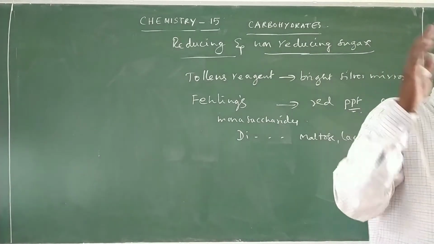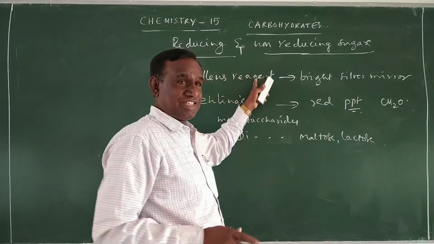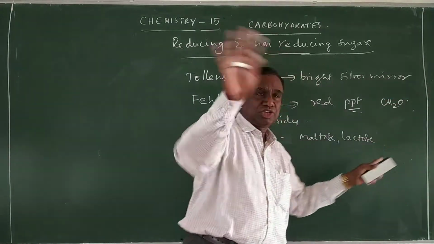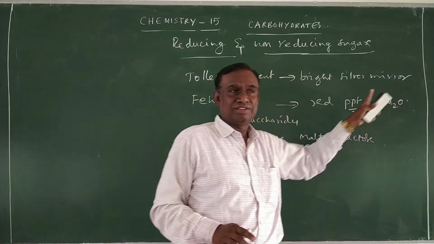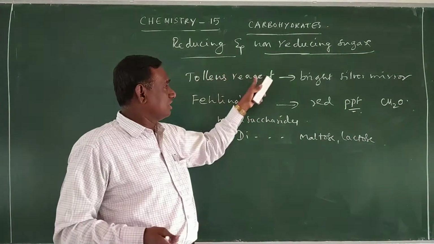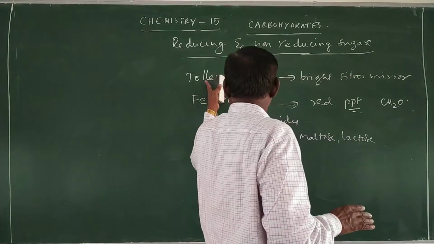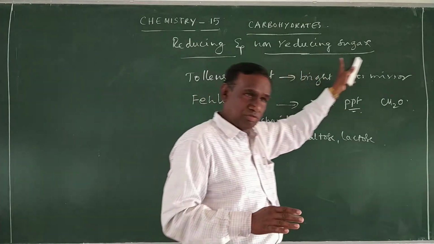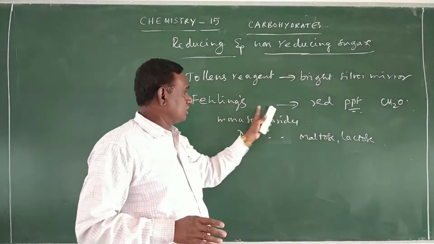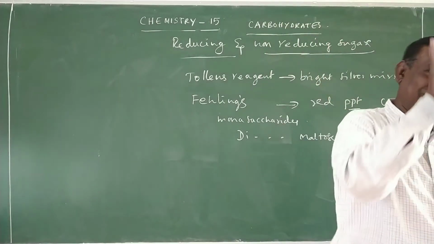Next, what are non-reducing sugars? Non-reducing sugars are nothing but the sugars which do not reduce Tollens reagent into bright silver mirror, and do not reduce Fehling's solution into red precipitate of cuprous oxide. Non-reducing sugars do not reduce Tollens reagent to bright silver mirror and Fehling's reagent into red precipitate of cuprous oxide, because non-reducing sugars do not contain either aldehyde group or what?